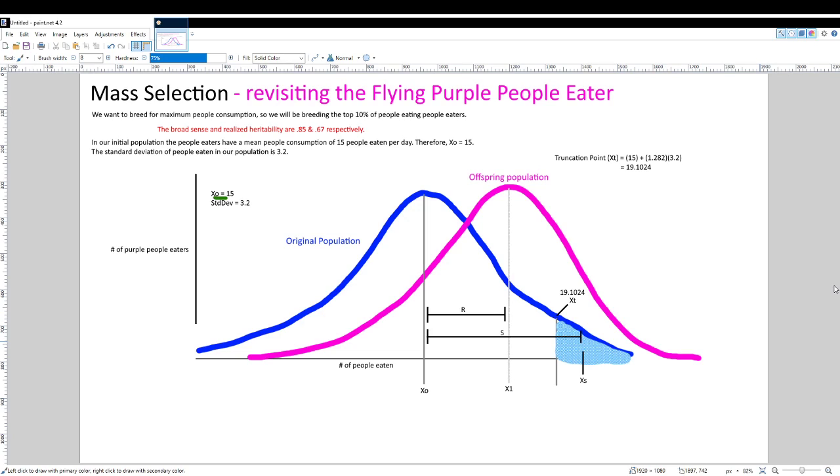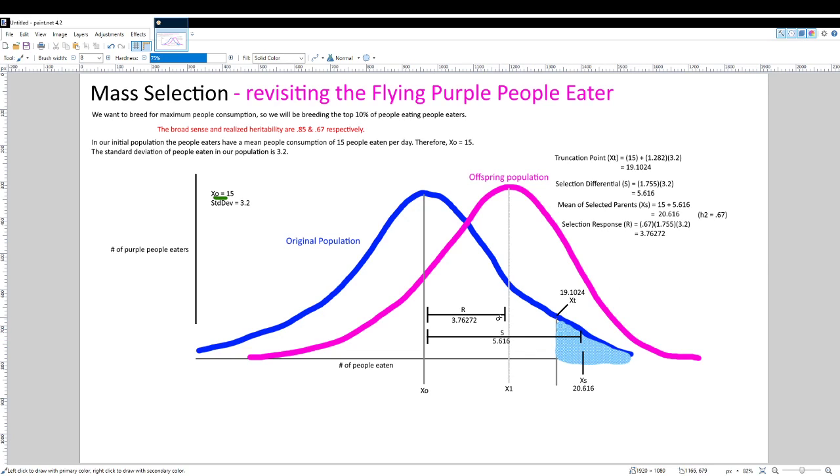So, then what do we do after we have our truncation point? Well, now we need to find our selection differential. Selection differential allows us to find the mean of our breeding parents. So, what do we do to get that? Now we take our selection intensity, 1.755, multiply that by our standard deviation, 3.2, and we get 5.616 for S on the graph here. So now that we have S, we can do a little bit more math.